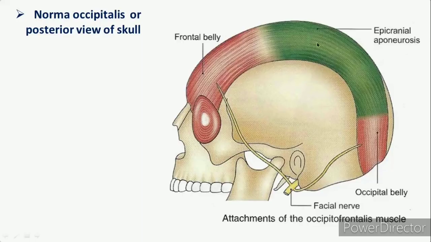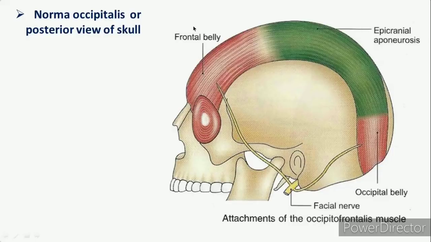This is the epicranial aponeurosis, which we will study in the scalp, but for now, the epicranial aponeurosis has two bellies: a frontal belly and an occipital belly. The frontal belly is present anteriorly, and the occipital belly is in the posterior aspect, attached over the superior nuchal line posteriorly. So that is about the norma occipitalis.